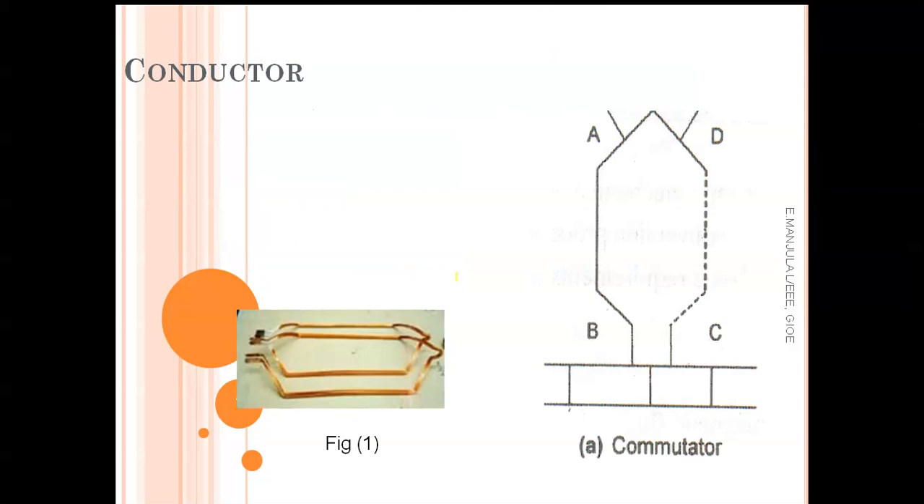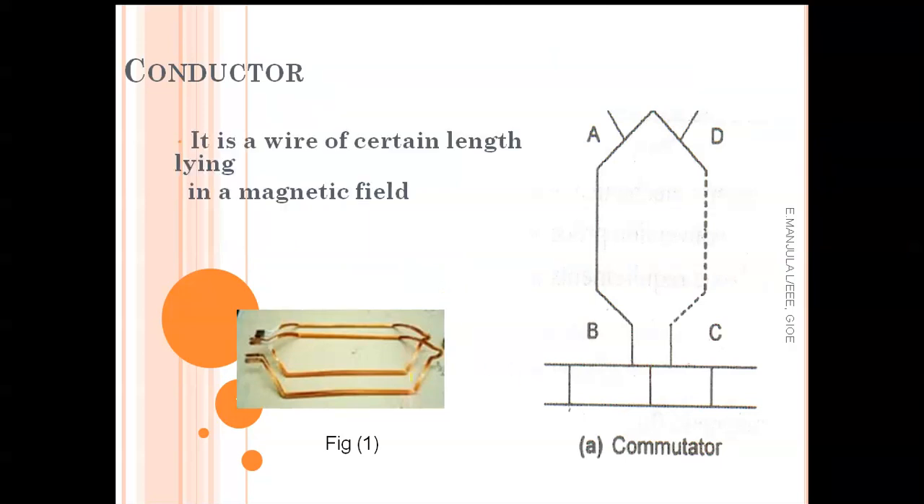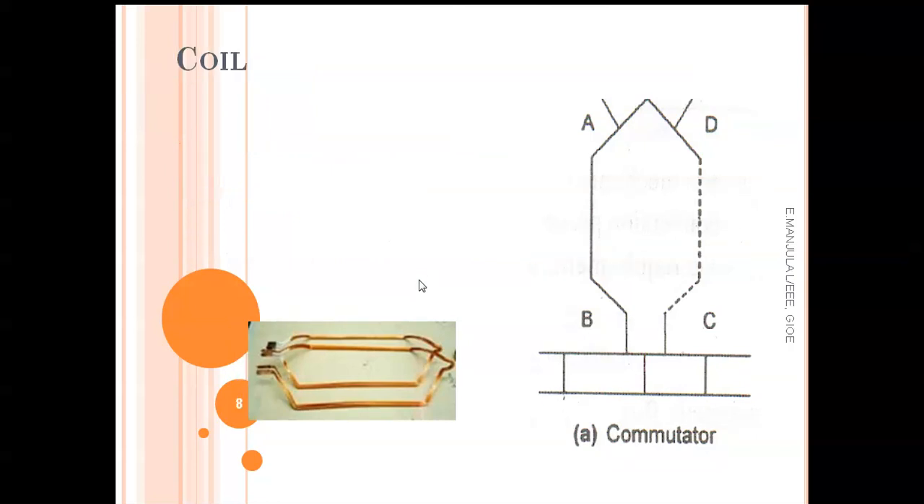And conductor, we already know the conductor, that is a wire. It is a wire of a certain length lying in a magnetic field. So this is a conductor, which is bound in a coil shape, and in which an EMF will be induced.